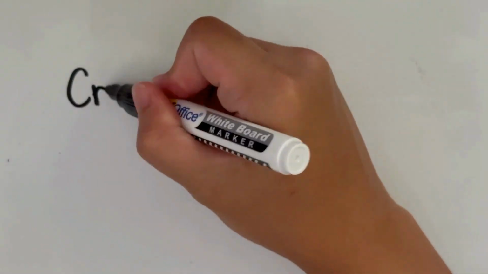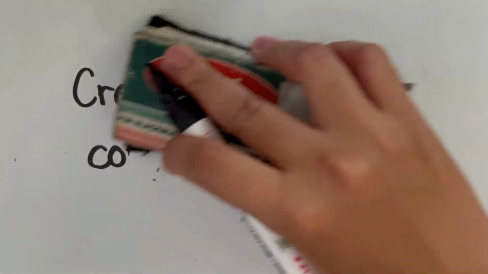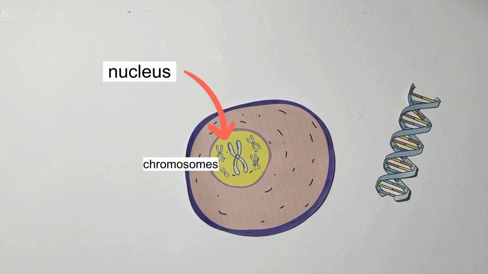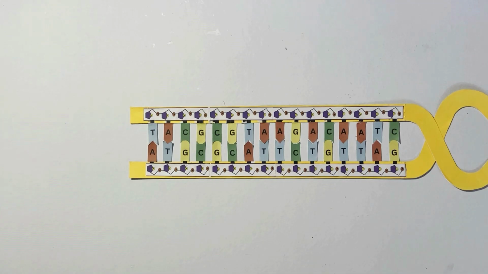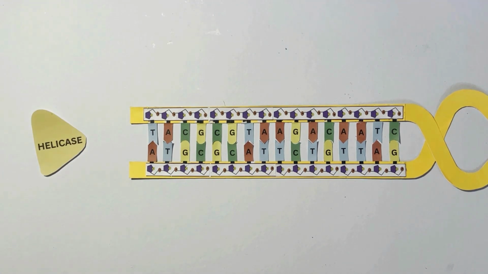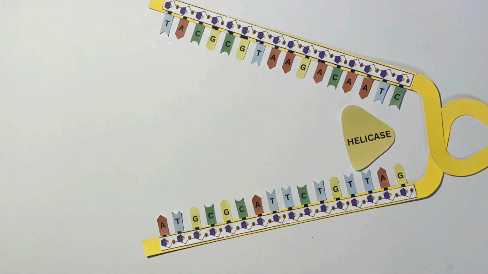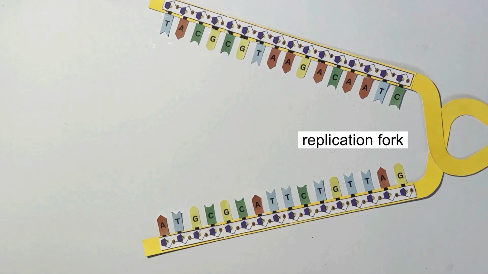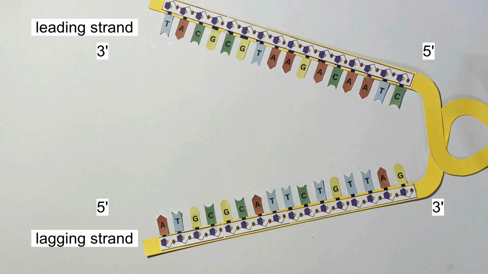DNA replication creates an exact copy of DNA. It occurs in the nucleus before a cell divides. The initiation point where the splitting starts is called the origin of replication. The helicase enzyme separates the strands by breaking hydrogen bonds. The replication fork forms the site where the new DNA strands will be synthesized, with the leading strand oriented 3' to 5' and the lagging strand oriented 5' to 3'.